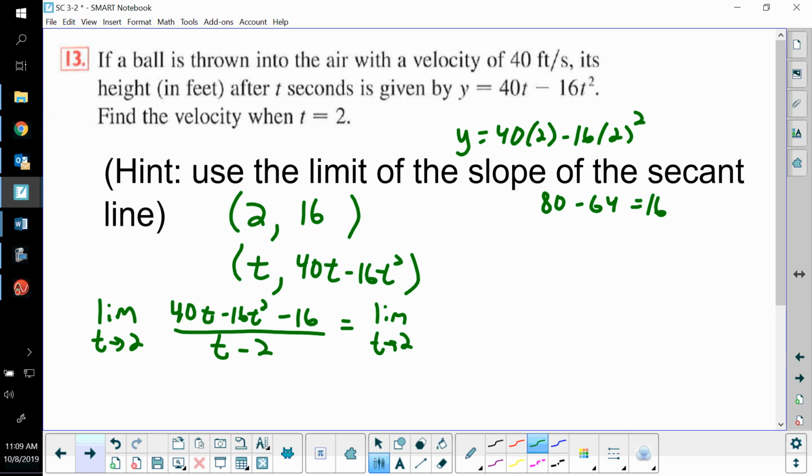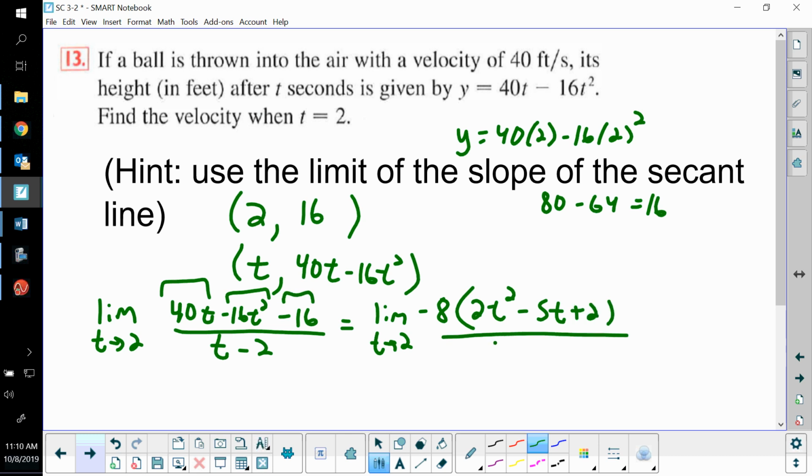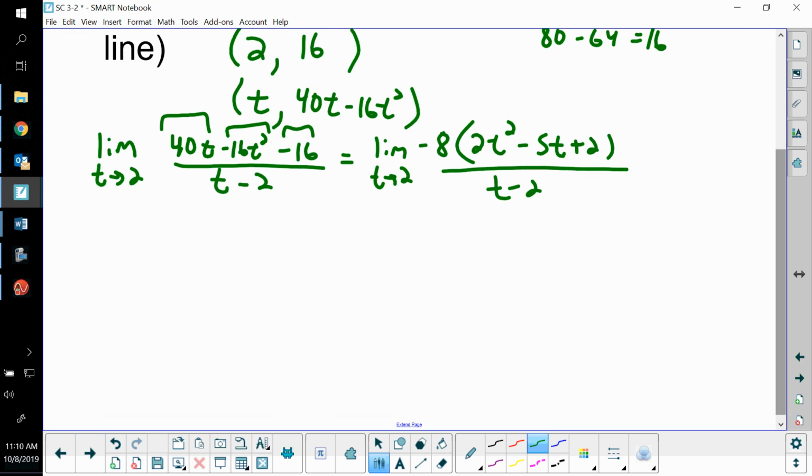It looks like 8 will go into everything, and let's actually take out a negative 8. When we take out the negative 8, let's rewrite it in standard form. So negative 8 taken out of that would give us 2t squared. Negative 8 taken out of this would give us a minus 5t. And then negative 8 taken out of the 16 would give us a plus 2. And we're all over t minus 2. Well, our goal is to get a t minus 2 to divide out, because then that would give us something that we can do with direct substitution.